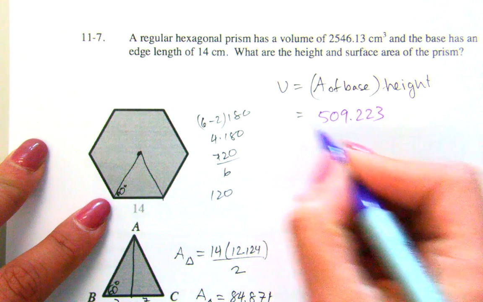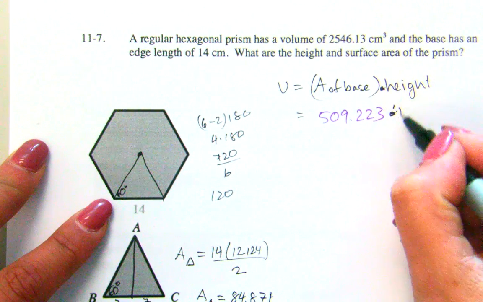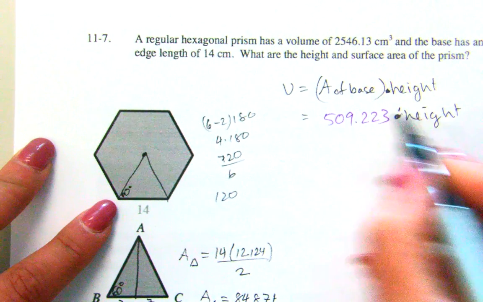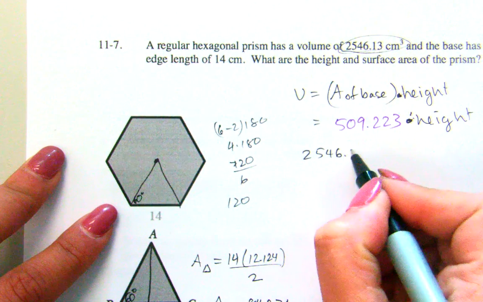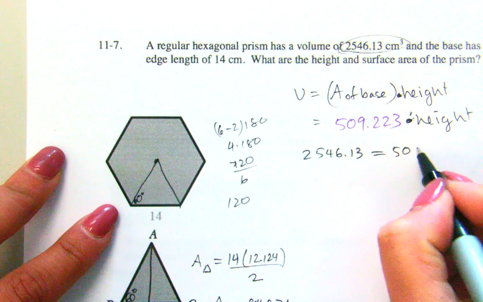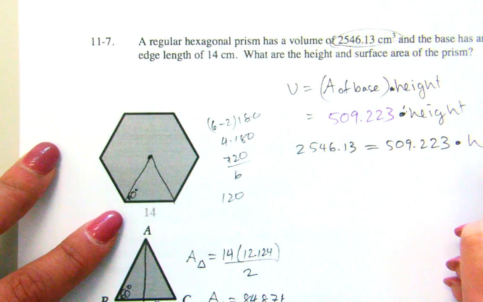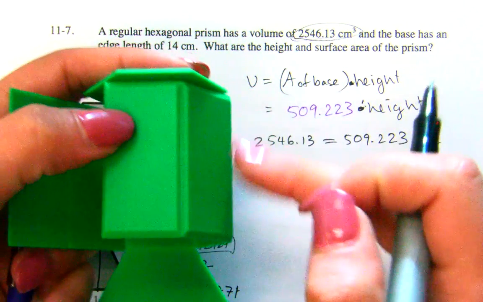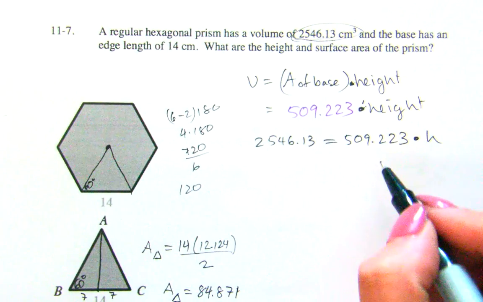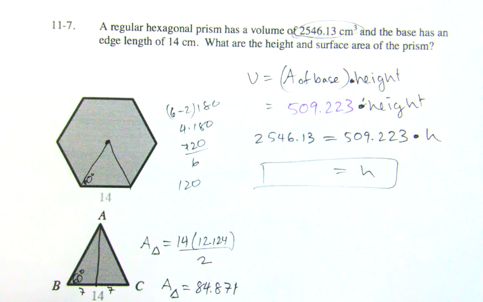So the area of the base, in this case our hexagon, is 509.223. We know the volume, and then we need to multiply it by the height. The volume is this much right here, so 2546.13 is going to equal 509.223 times the height of your actual prism. The height is how tall the whole prism is, so divide that and find the height. Okay, that's your height. Now, it asks what's the surface area.